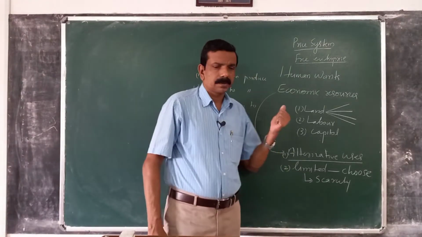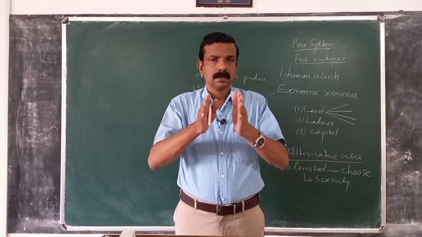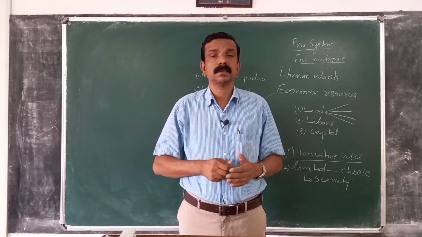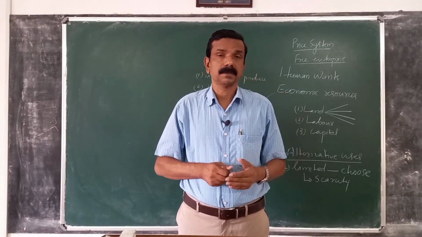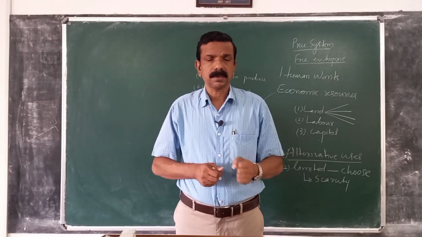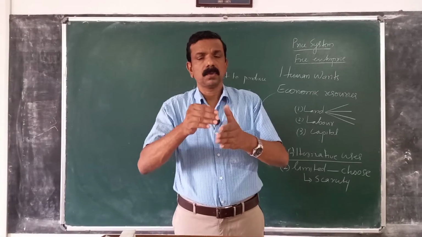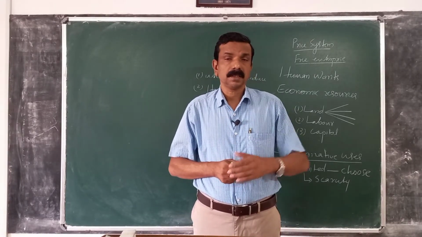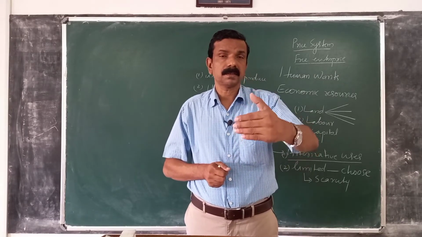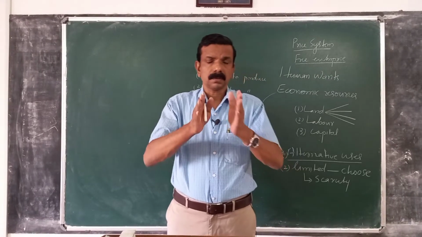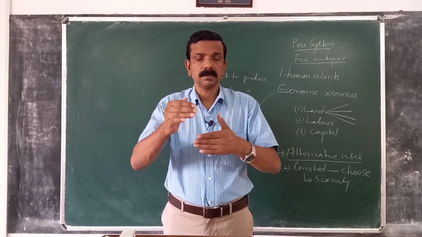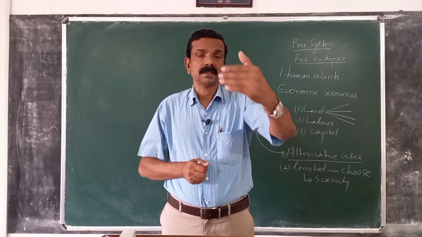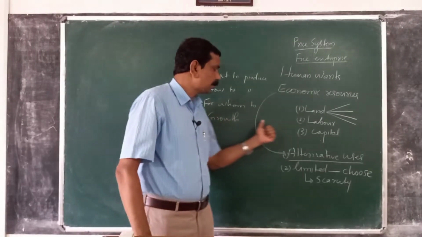And for whom to produce deals with the question of how the produce, the output, is distributed among the members of the society. It is a question of distribution. Those households who own most of the resources will enjoy a larger share of the produce. In a free enterprise economy, distribution depends on the ownership of resources. The more resources owned by a person, the more will be the share of the person in the goods and services produced.